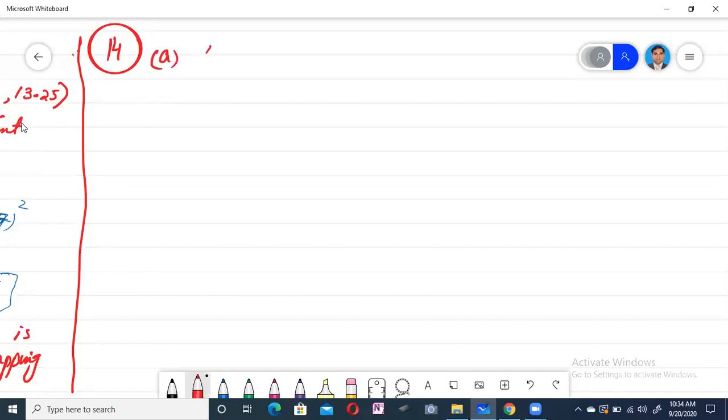Part A. Okay? F of x is equal to 2x square minus 8x plus 3.